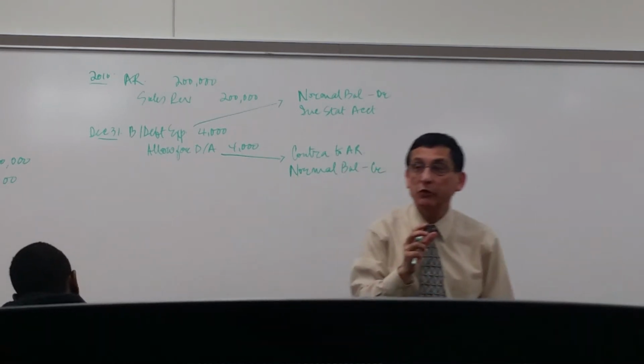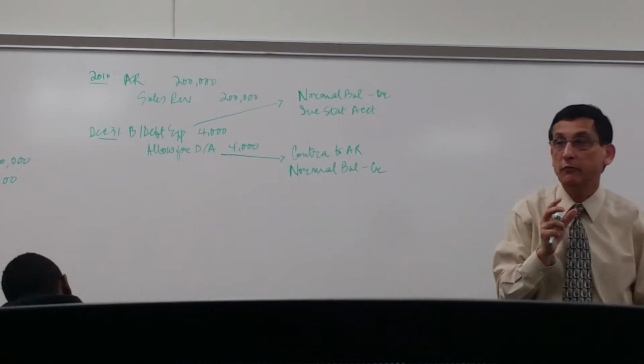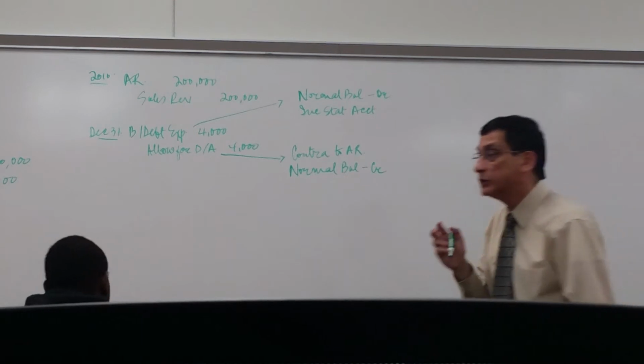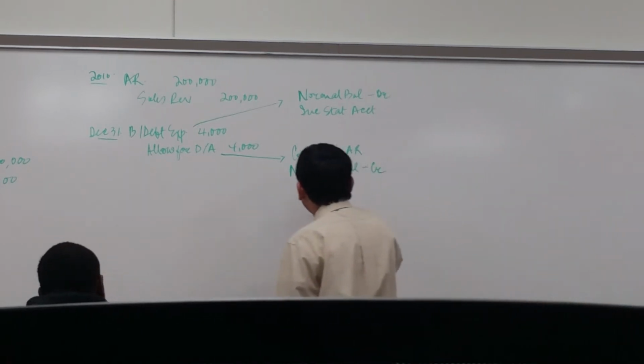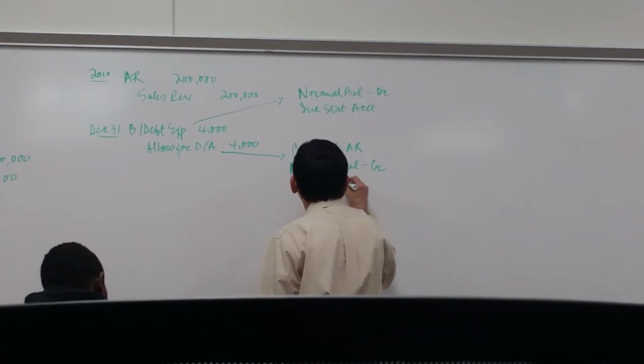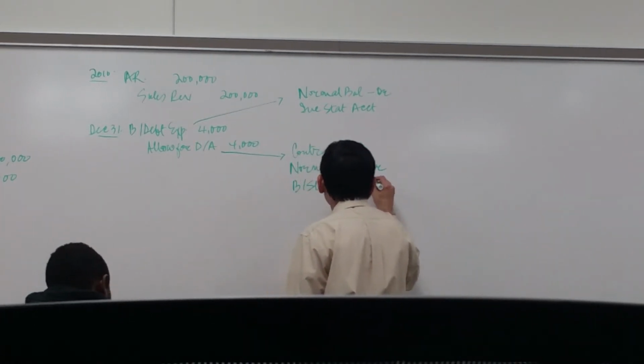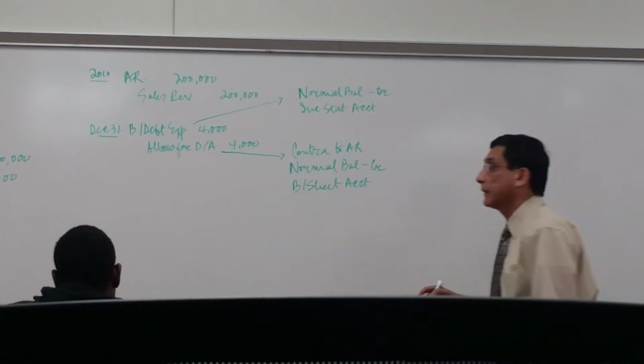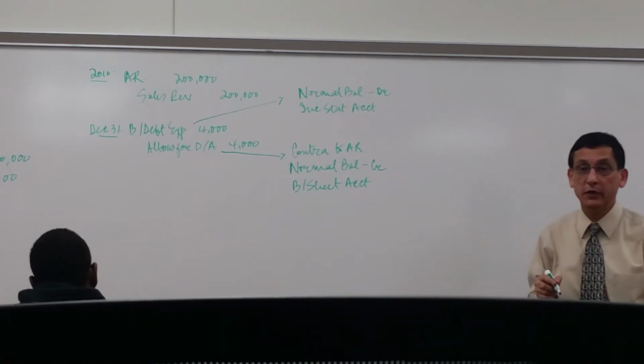On what statement do you find AR listed? Is it a balance sheet account? So the contra asset is also a balance sheet account.